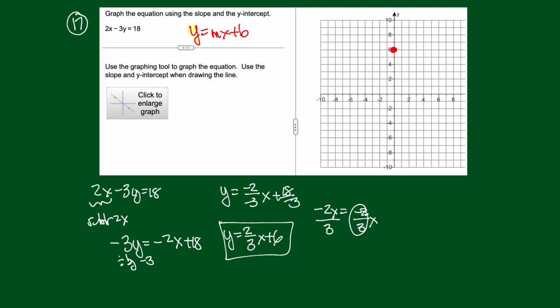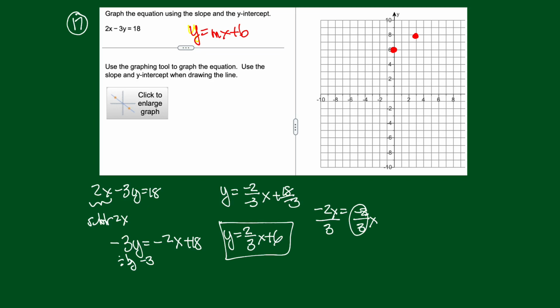So from that point that we just plotted, the red one, go to the right 3, up 2. To the right and up because these are positive. So I'm going to start here. I'm up at the graph now. To start at that point, I'm going to go to the right 3, up 2, and put another point. To the right 3, up 2 is here.